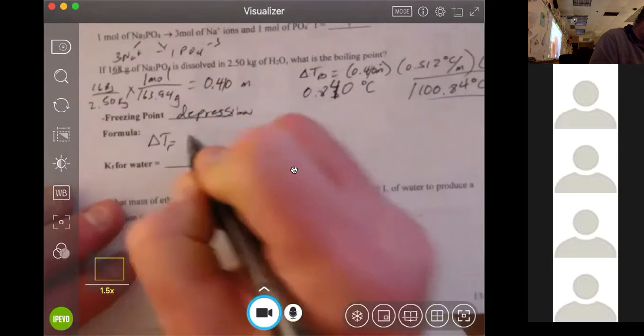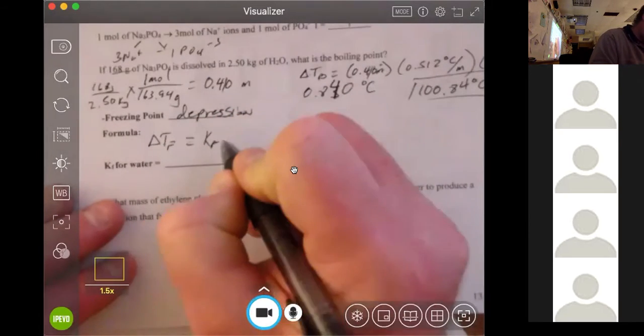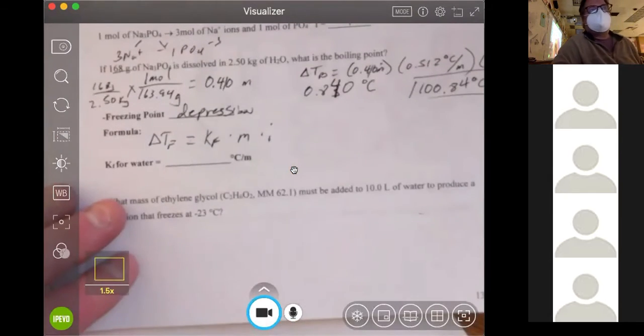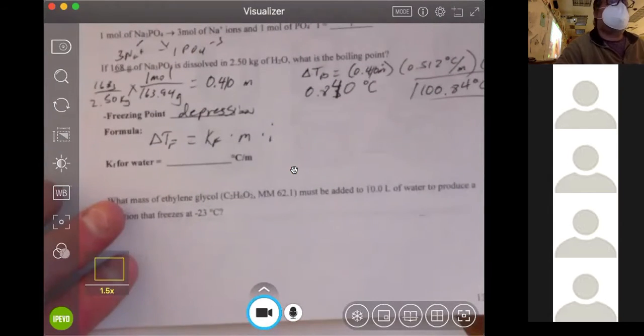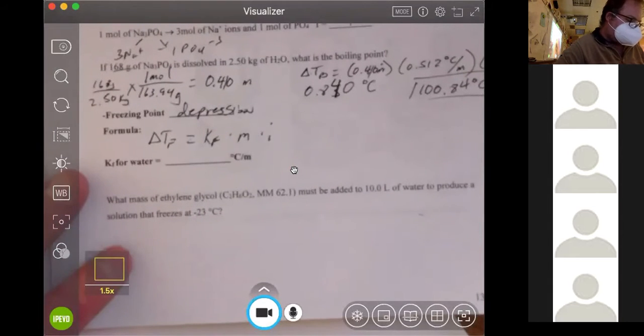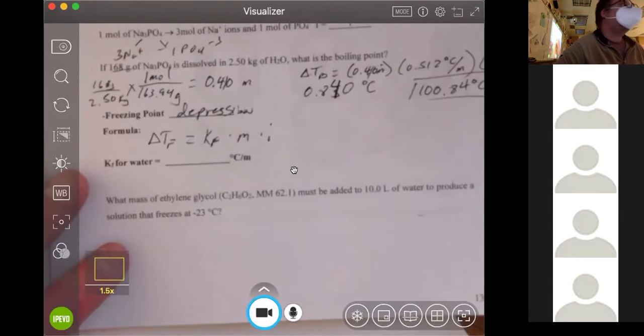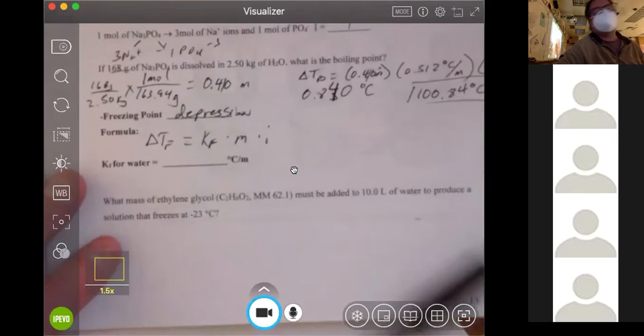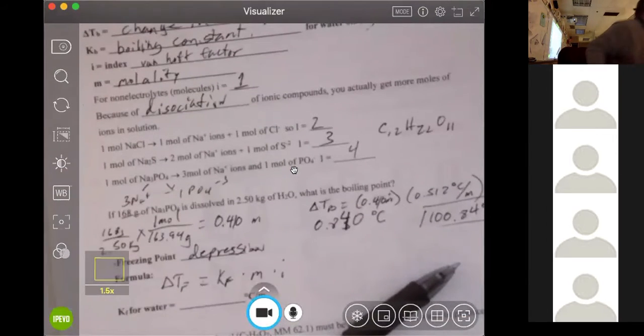Delta T of F equals K of F times molality times the index. Hey, pretty easy formula, right? 1.86. I'm going to have to look this one up because I don't have it memorized.